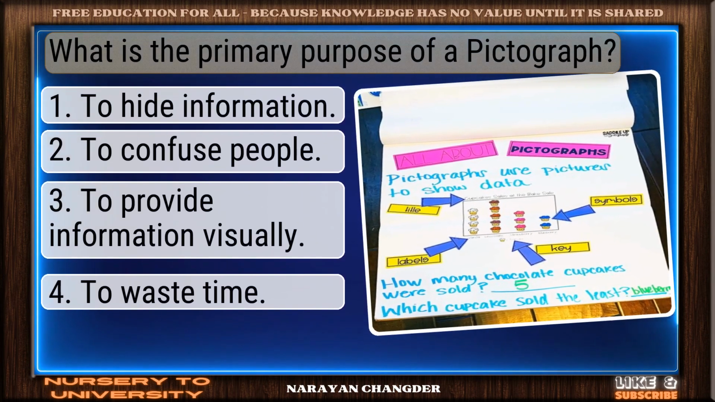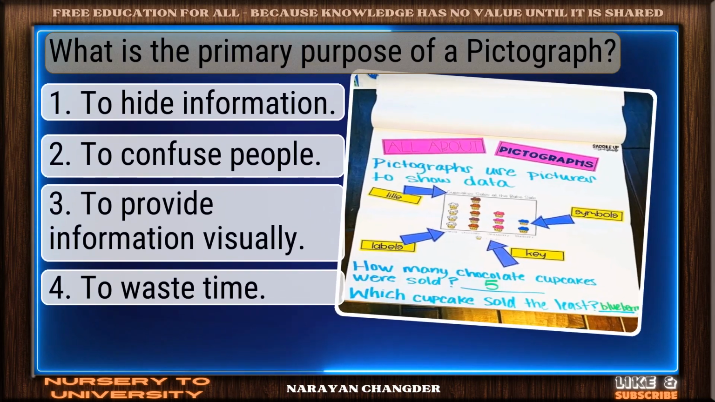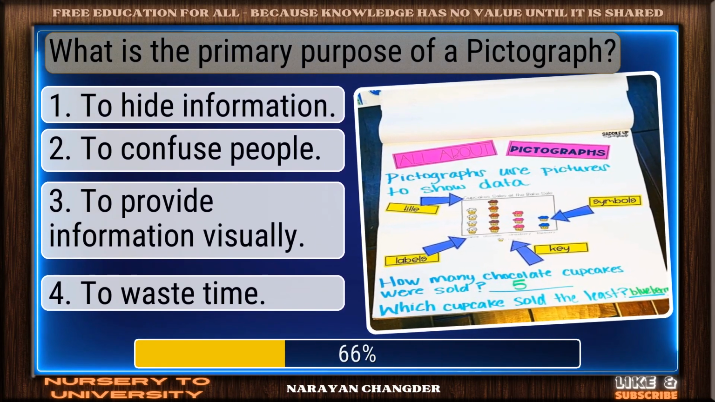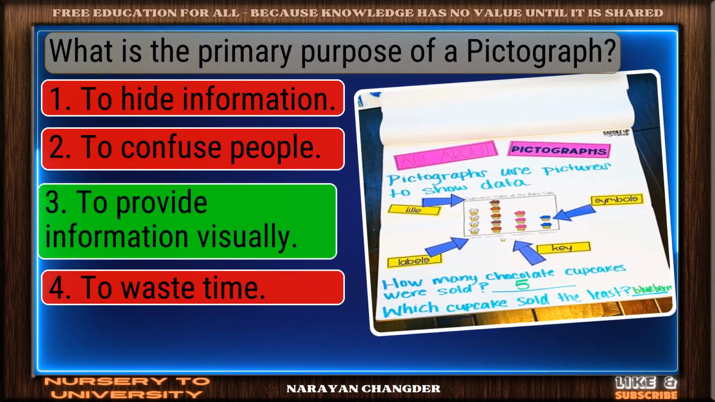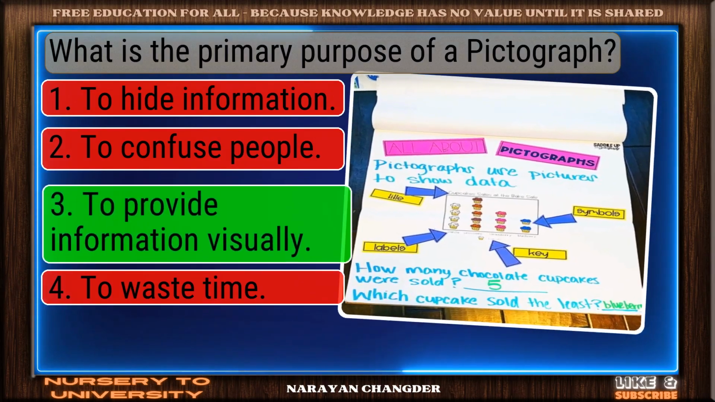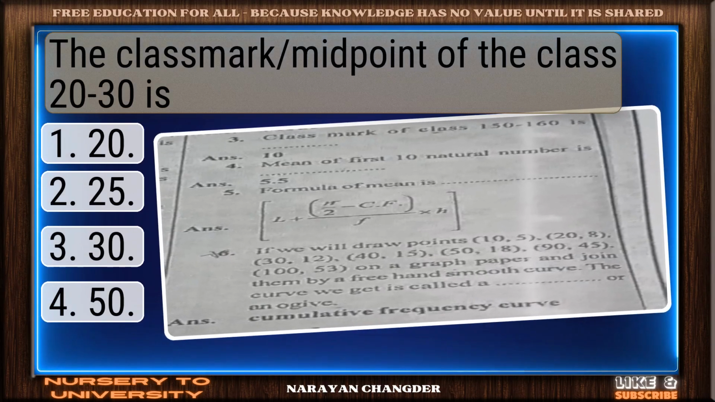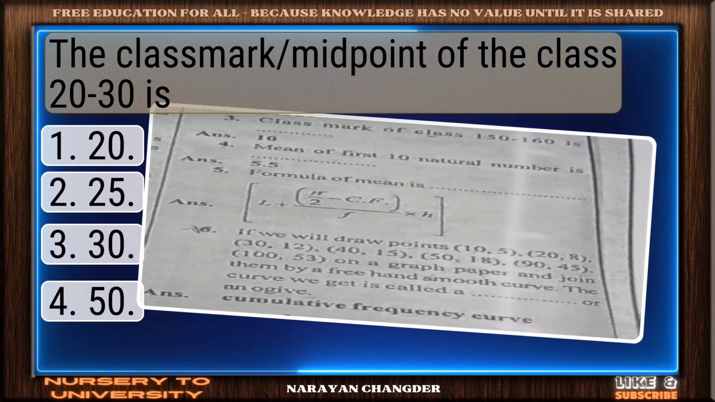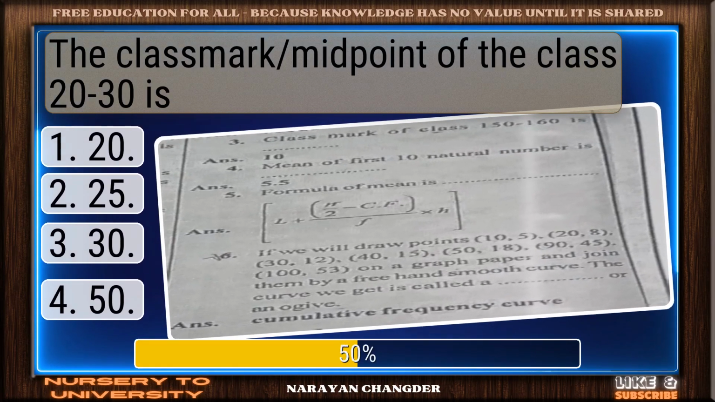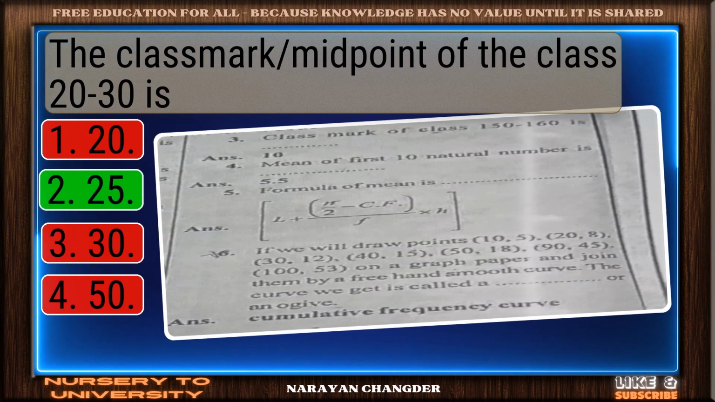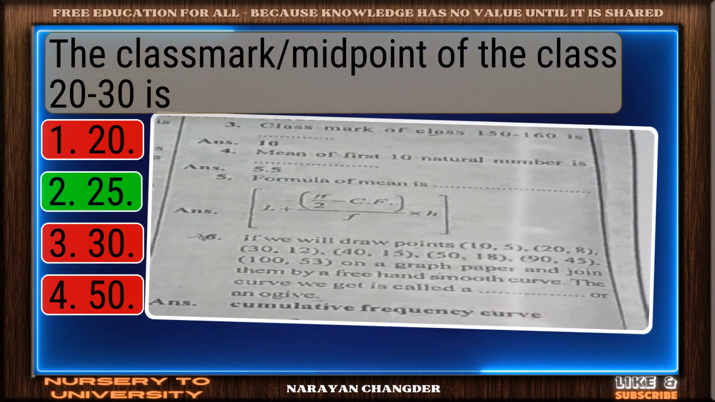Question number 213. What is the primary purpose of a pictograph? Strong choice. To provide information visually is the right answer. Question number 214. The class mark, midpoint, of the class 20-30 is. You're right. 25 is the correct answer.